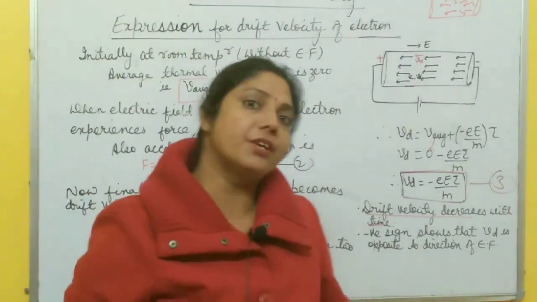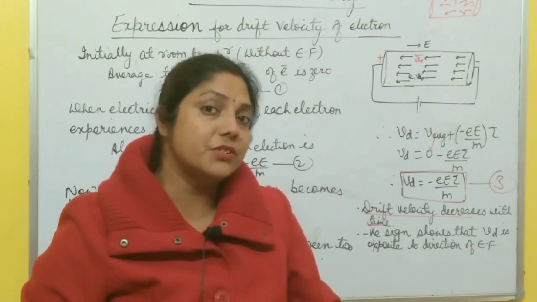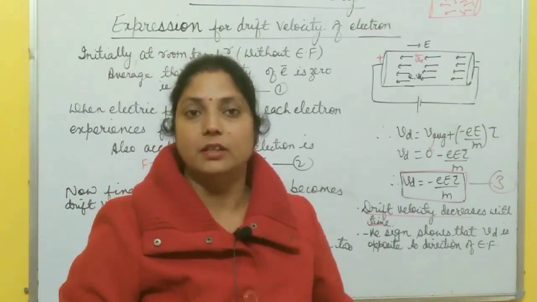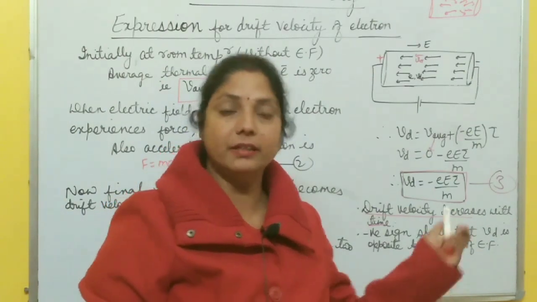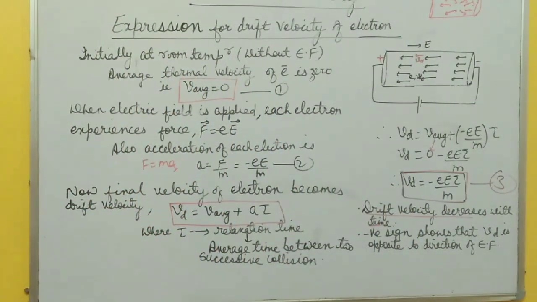Now, due to this drift velocity, it constitutes some current inside a conductor. So what is the relation between that drift velocity and current? We'll see in the next. Right? Please take a screenshot of this one.